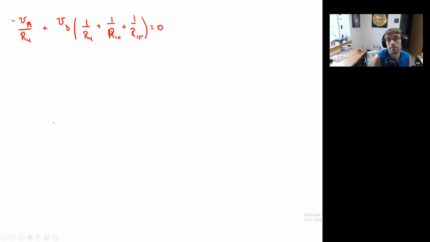Some scrap paper there. So the first thing that we have is equation B. And so what equation B states is, I'll work this in terms of variables for right now, VA over R4, that's a negative, plus we have VB times this rigmarole, 1 over R4 plus 1 over R10 plus 1 over R15, equals 0.